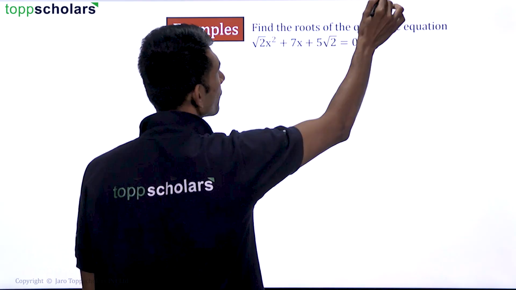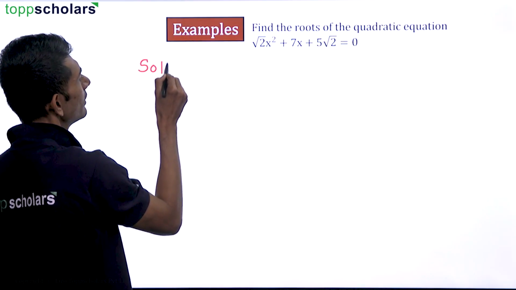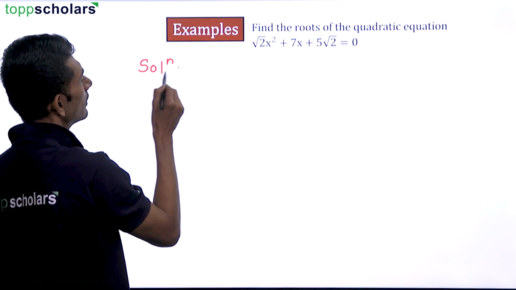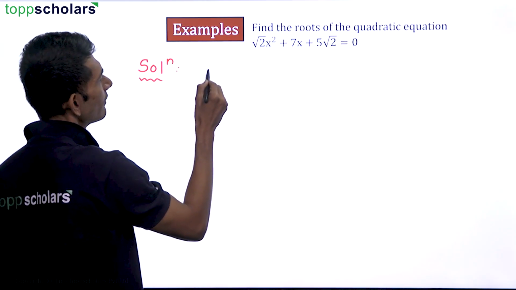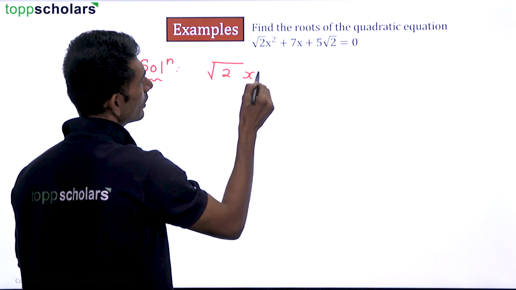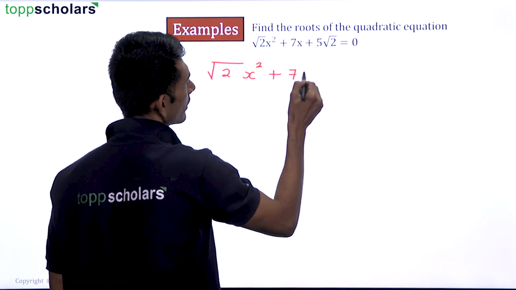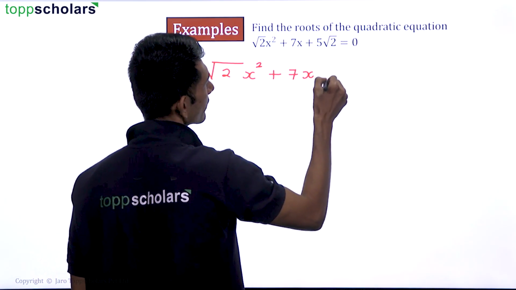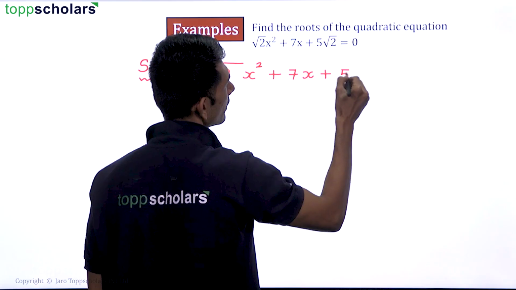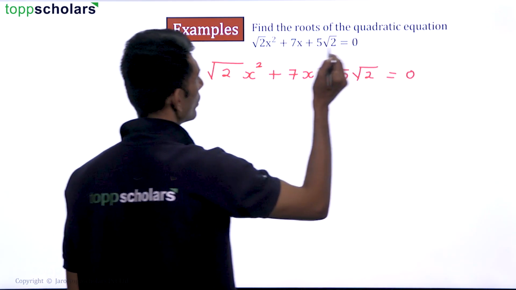Let's begin. So here we can solve this with the help of factorization method. We have under root 2 into x square plus 7x plus 5 root 2 equal to 0.